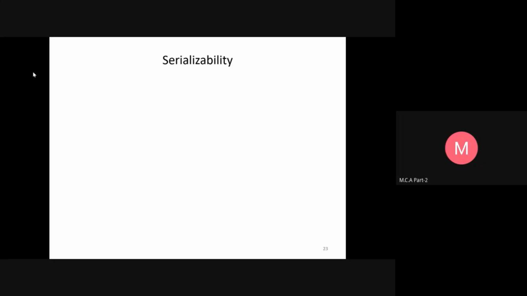So today we'll look at serializability, and we will determine how to figure out when a schedule is serializable. By default, serial schedules are always serializable, but whenever instructions of transactions are interleaved, it is harder to determine whether a schedule is serializable or not.